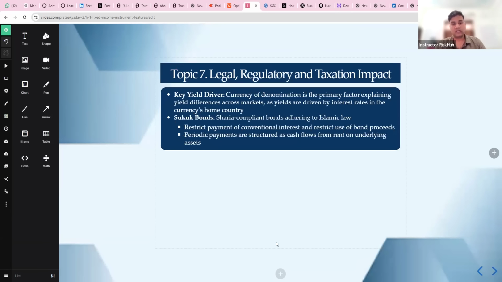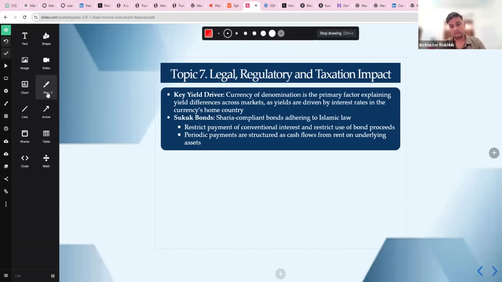Another point to understand is the key legal, regulatory, and taxation impact. One is that the key yield driver is the currency of denomination, which drives your yield. Why? Because interest rate is a function of currency economy.